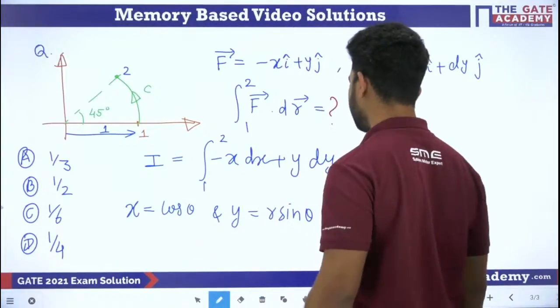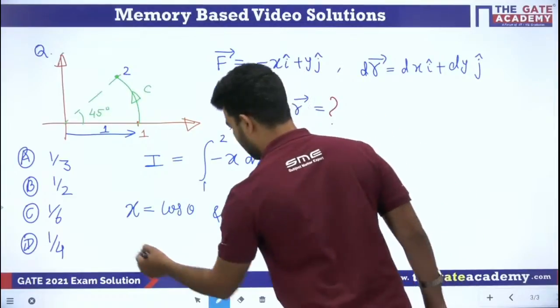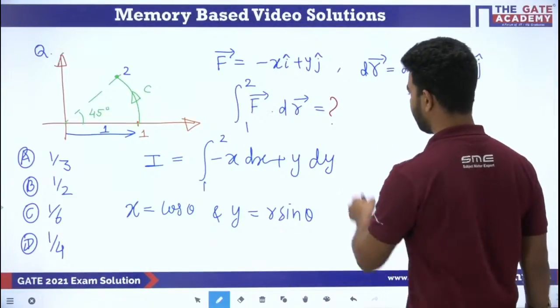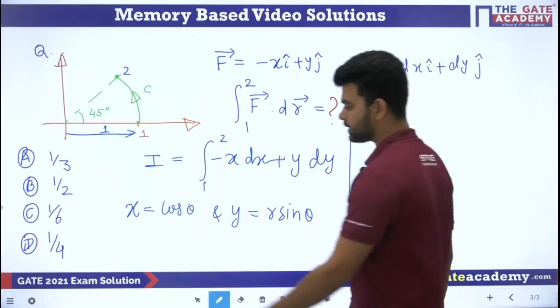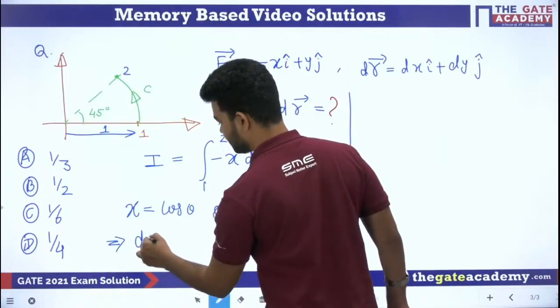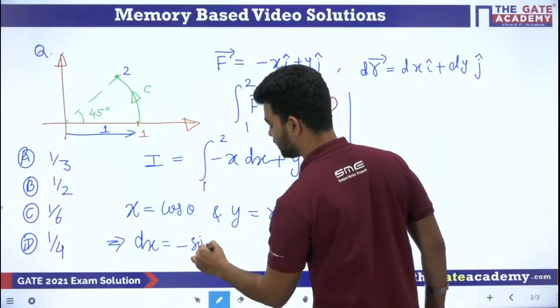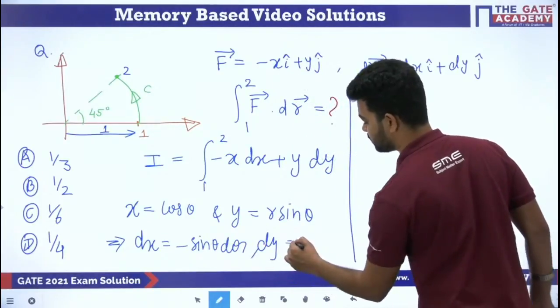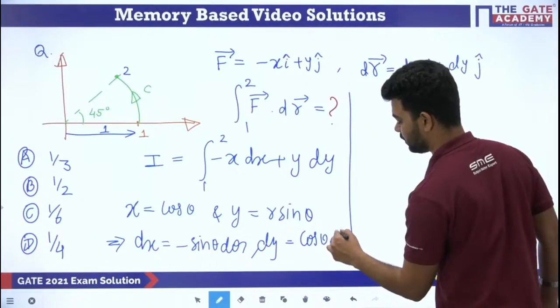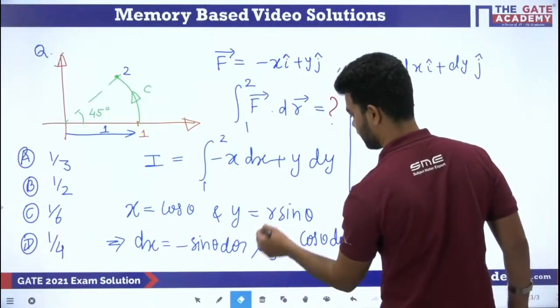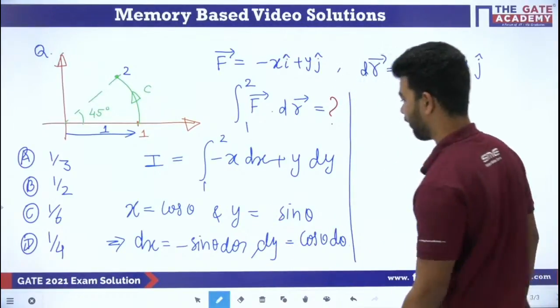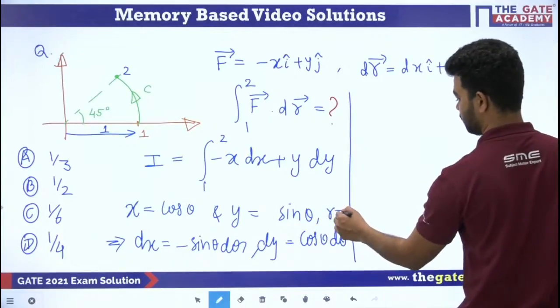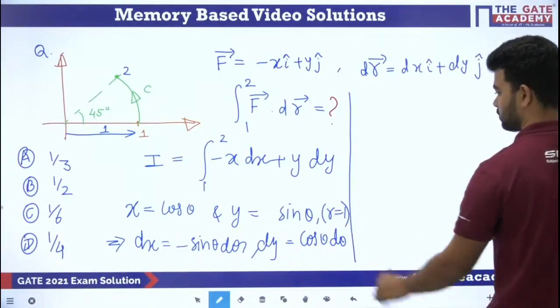If r is 1, this is given to us. Now we will find out dx and dy. So dx is minus sin theta d theta, and dy is cos theta d theta. I can remove this r, no problem. Here you can write that r is equal to 1, so it will be clear.